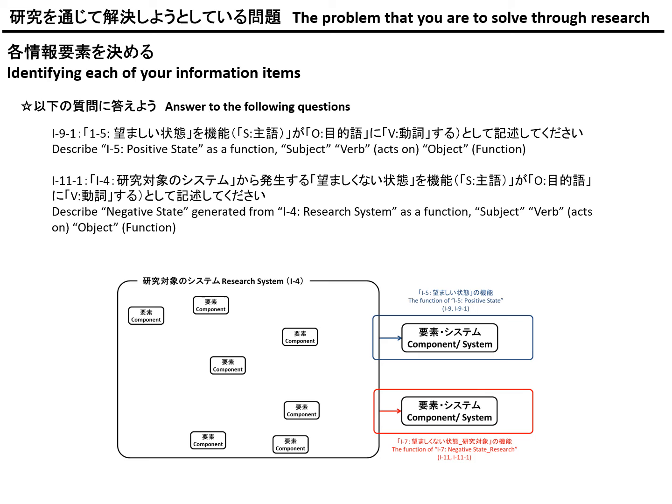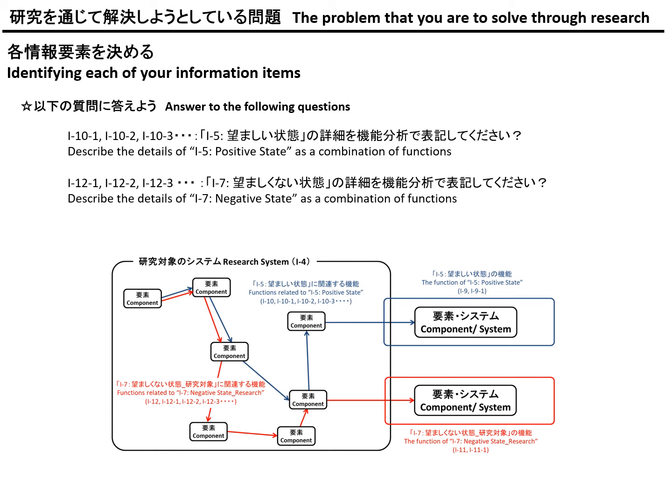Then now let me ask you some of the questions to extract those information essences from you. The first question is describe positive state as a function, subject, verb, object. The next question is describe negative state generated from research system as a function, subject, verb, object. So next is performing function analysis. Describe the details of positive state as a combination of functions. Similar to the positive state, describe the details of negative state as a combination of functions.